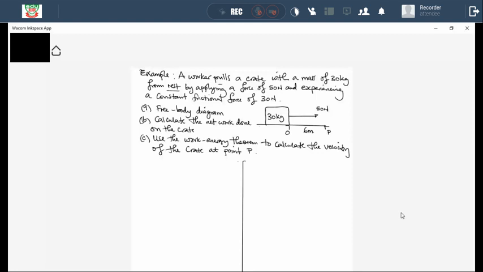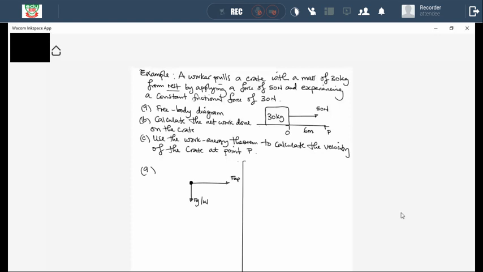So we have a displacement of 6 meters as the crate moves from point O to point P. Question number A says draw a free body diagram. This one is simple. I'm going to put a dot which represents the crate, and then I have got my force applied. So this is force applied. Then I have got the weight of the object, or just write FG.